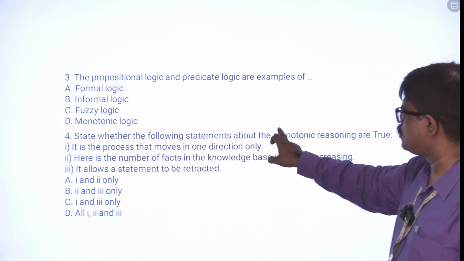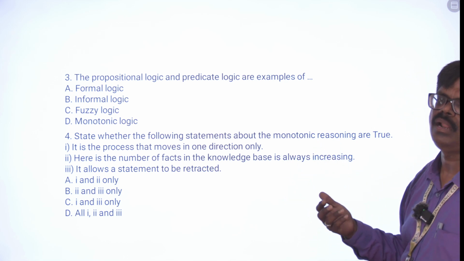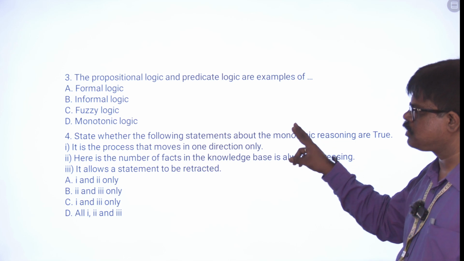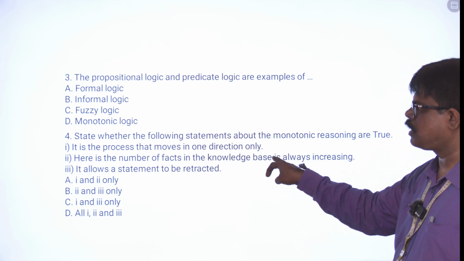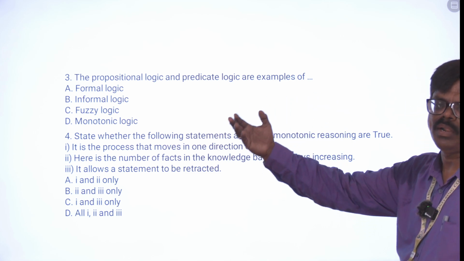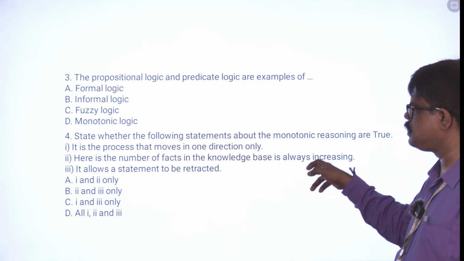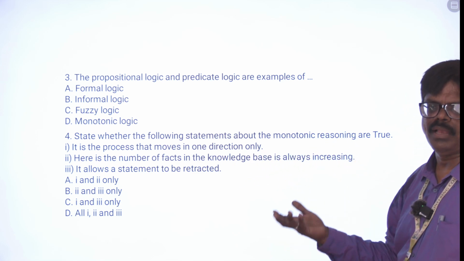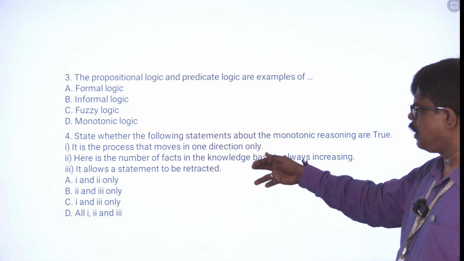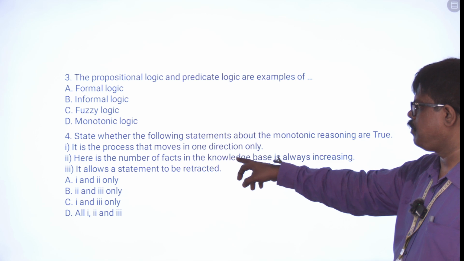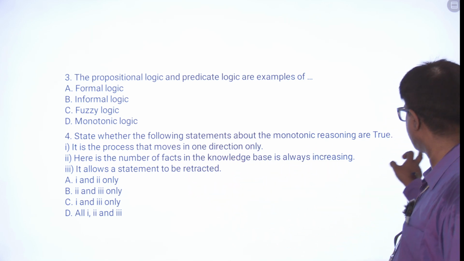So, state whether the following statements about monotonic reasoning are true. Monotonic means single-direction reasoning. They are asking which two statements are true. The first one is that it is a process that moves in one direction. Monotonic means it will work in only one direction, like unidirectional. Here the number of facts in the knowledge base is always increasing. Yes, obviously, when it is monotonic, it keeps moving in one direction, so the number of facts in the knowledge base keeps on increasing. So the solution is A.